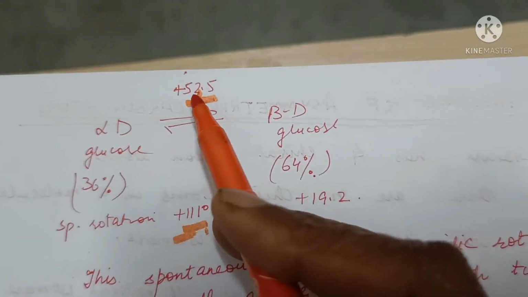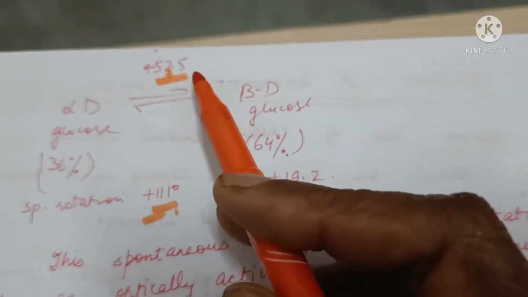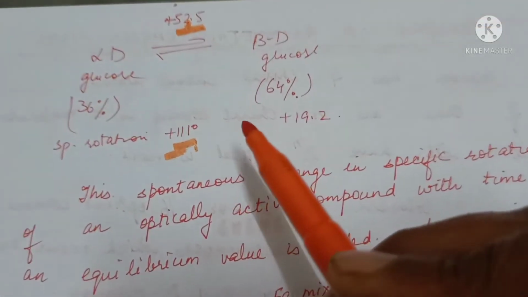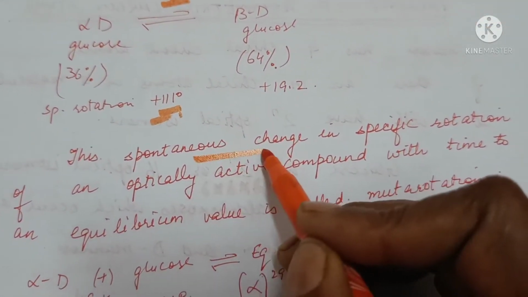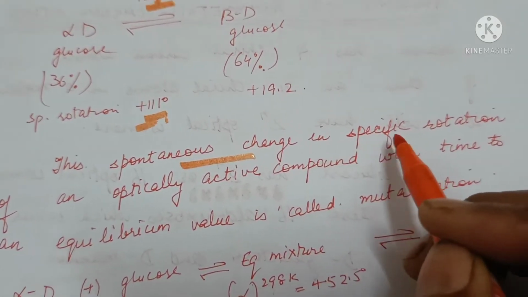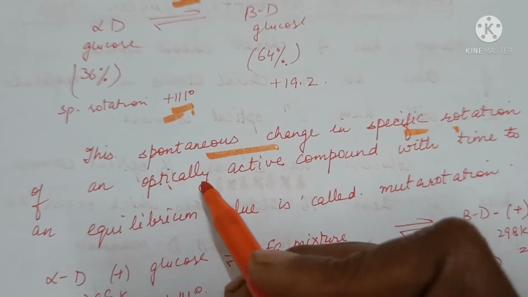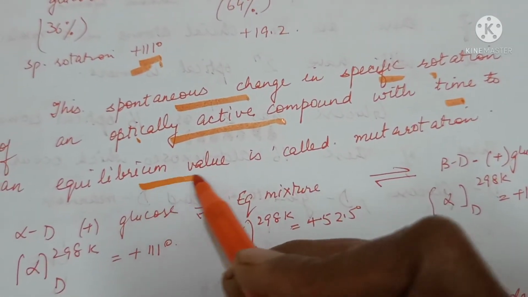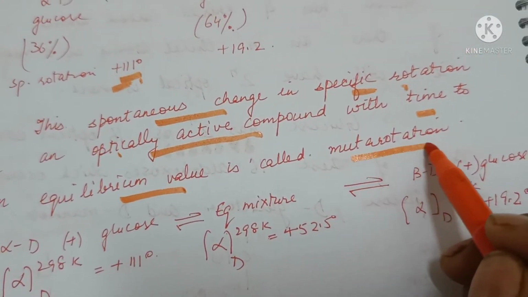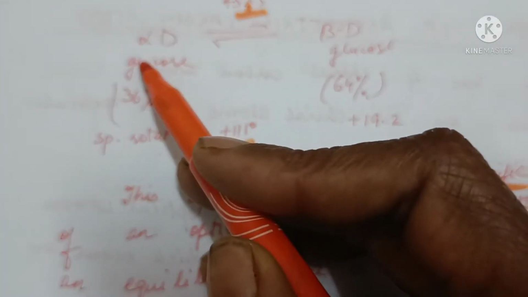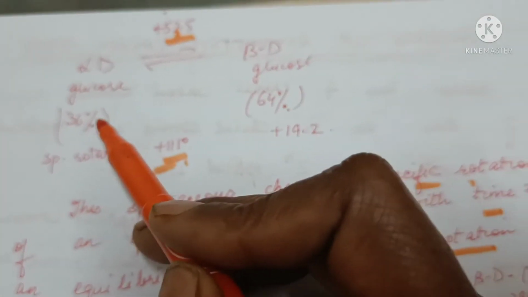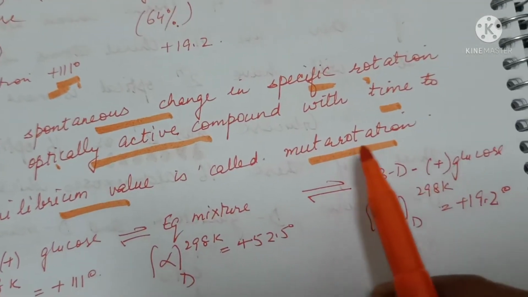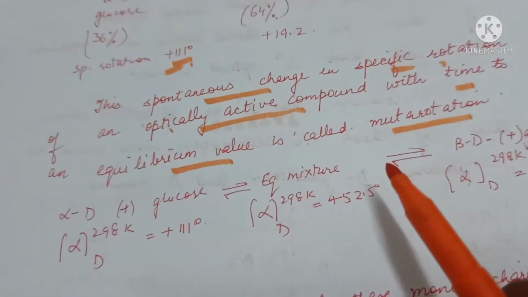This angle will change to this angle, or this angle will also change to this angle, if dissolved in water and kept standing. So this spontaneous change that occurs by itself in the specific rotation of an optically active compound with time to an equilibrium value is called mutarotation. This process is called mutarotation.